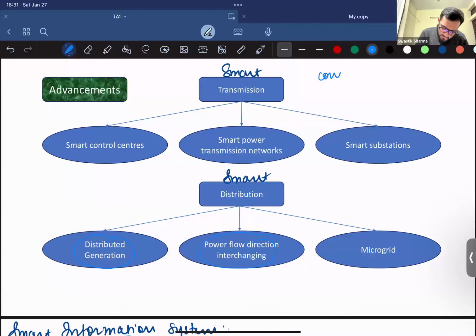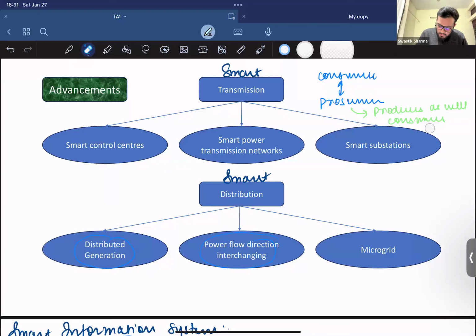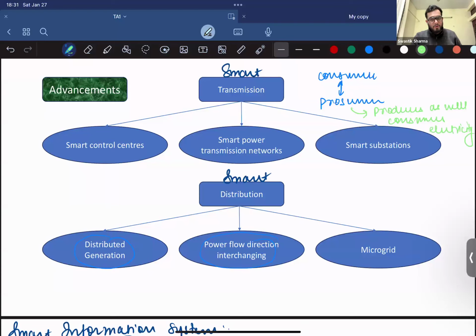So the consumer has shifted from being just a consumer to a prosumer. So what is a prosumer? A prosumer is someone who produces as well as consumes a utility. Here, let's say it's electricity. So consumers are becoming more and more active, and with that, their role has evolved into that of prosumers. For that, we need them to be able to supply power to the grid. There needs to be a reverse power flow.